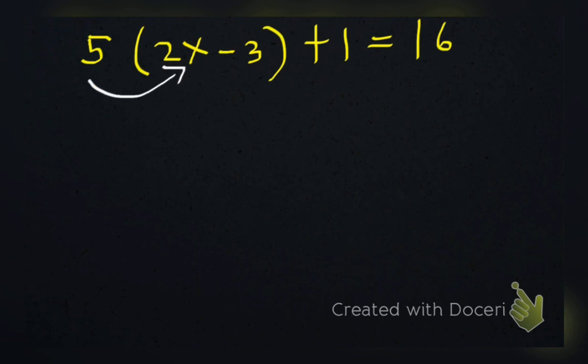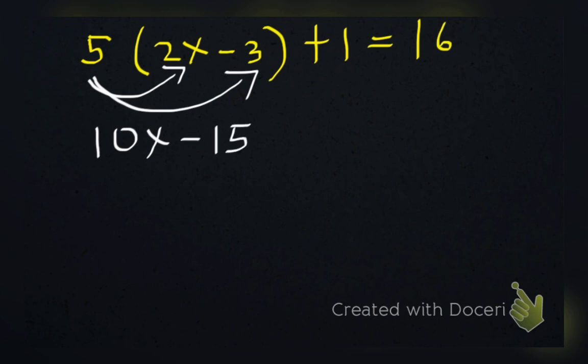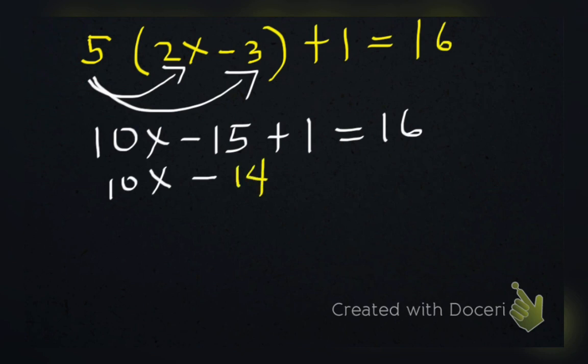Let's keep moving forward. Let us try this example. So first we will use our distributive property. So let's multiply 5 times 2x, which is 10x, and 5 times negative 3 equals negative 15, plus 1 equals 16. There's our equation, 10x minus 15 plus 1 equals 16. Let's bring down 10x, and negative 15 plus 1 equals negative 14. So we have 10x minus 14 equals 16.